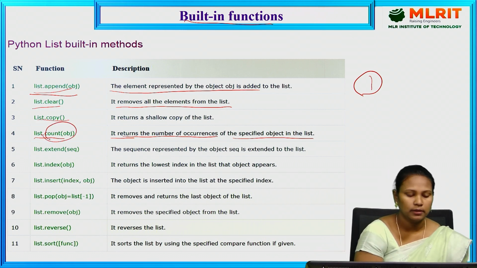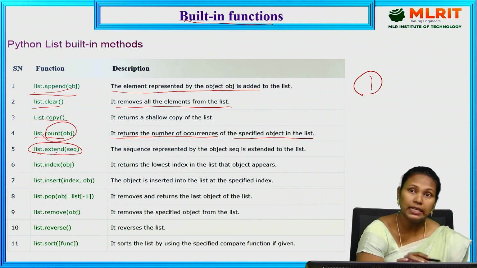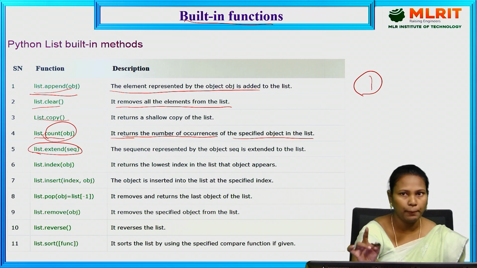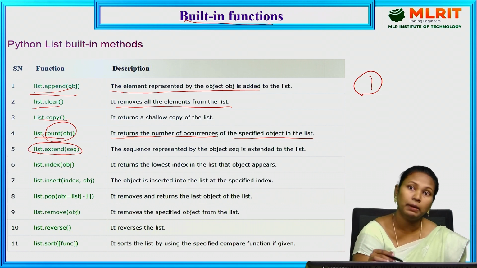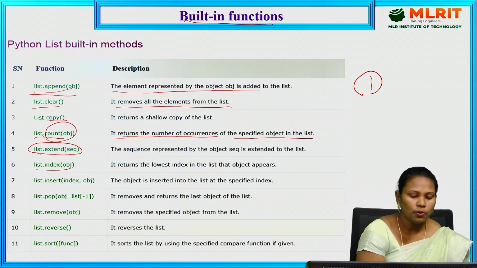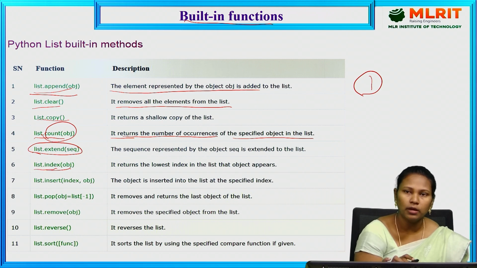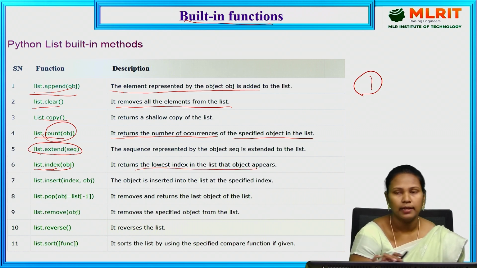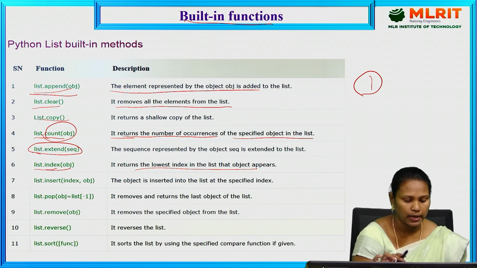If I want to check how many times one is repeated in the list, we use count. Then extend is used to extend the values. If you want to add one value, we use append. If you want to add multiple values, we use extend with a sequence. Index: if you want to find the index of a particular value, index returns the lowest index in the list, so it gives the index value.